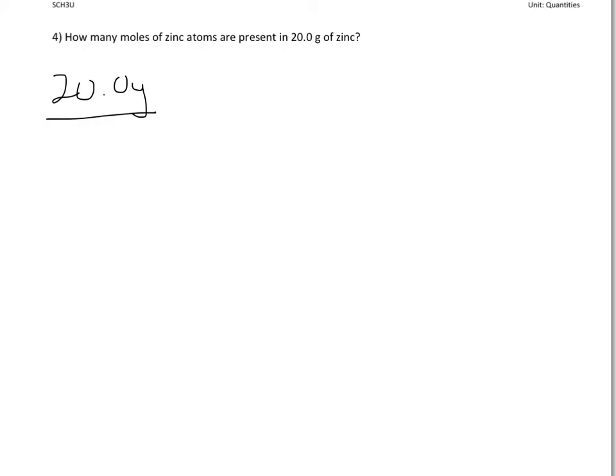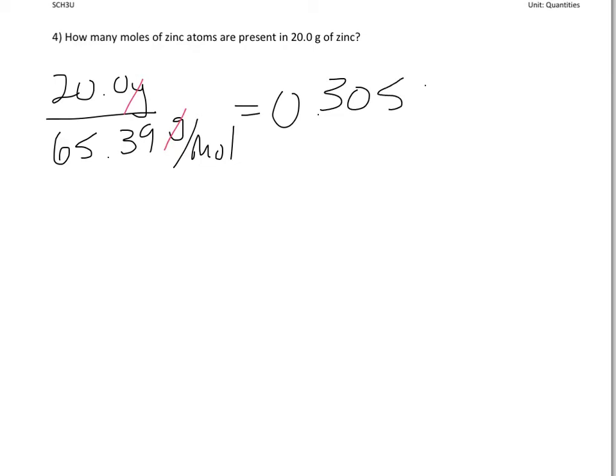20.0 grams divided by 65.39 grams per mole. Now my grams can cancel out because I have one on the top, one on the bottom, and I can keep moles. I can say that this equals 20 divided by 65.39, and I get 0.3059 moles. Look back at my question at the start: 1, 2, 3 significant digits.